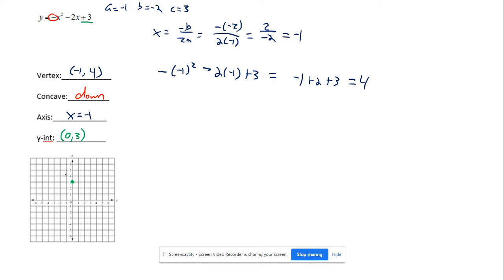So I put that point right here. Now, if this point was down 1 over 1 to the right, symmetry tells me I should go down 1 over 1 to the left to get my next point, and then draw a U-shaped graph that's opening down. So this graph is opening down, has a vertex at (negative 1, 4), is symmetric about the line x equals negative 1, and has a y-intercept at (0, 3).